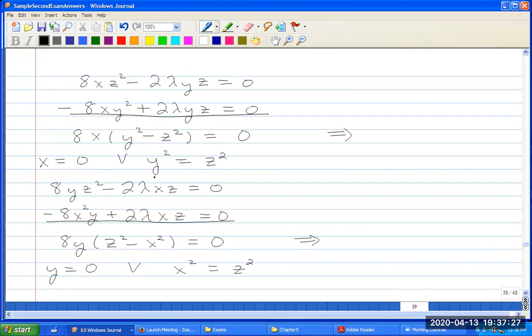My negative x. Add, so these cancel. Factor out 8y. So what remains is y squared minus z squared. Set each equal to 0. And so y is 0 or x squared is z squared.